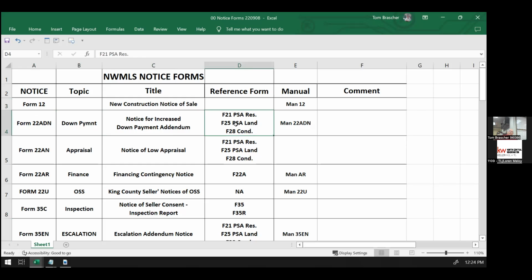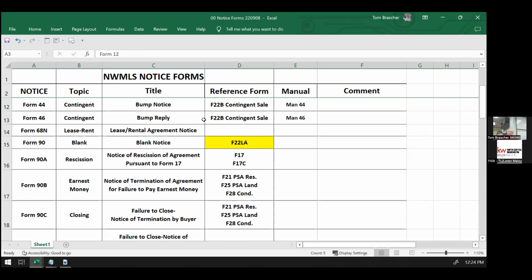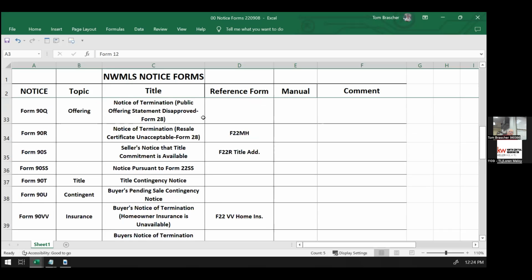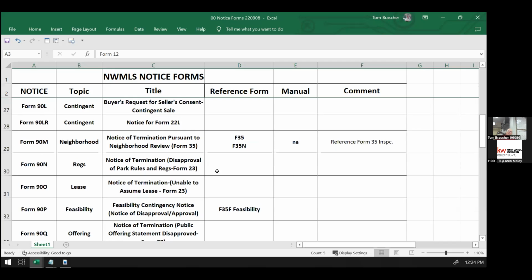I then have what reference forms it refers to, and then whether there is a manual for the use of that notice form, and then any specific comment about it. This is line 3 right here where I'm starting, but if I come down, these are the notices that I've come up with, and the low appraisal. So I'm at 46. There are 43 forms for notices, and then a 90 that's for anything else. Okay.